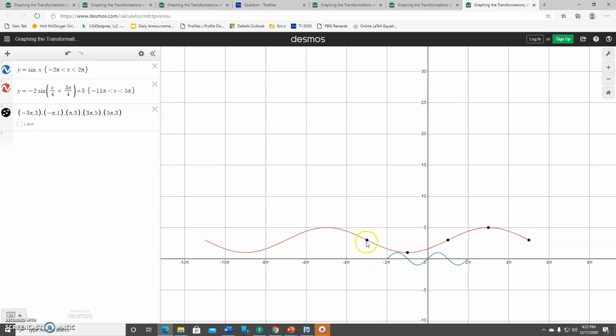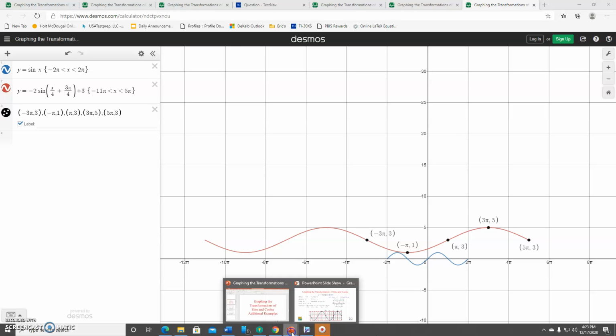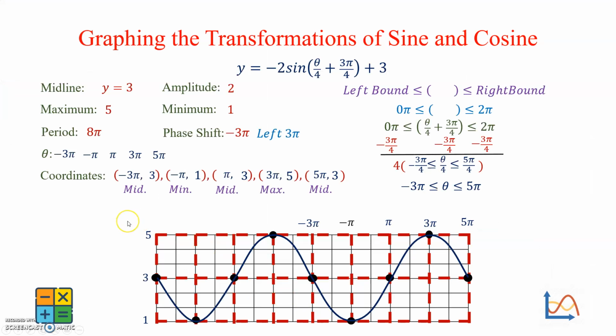Also, I can see it started at the mid, went down to the minimum. So everything is matching up. So with the red, we can easily see the actual transformations, the horizontal stretching, the vertical shifting, the reflecting about the x-axis. And if I label all my points, they have all the coordinates that we found in the PowerPoint. So there's 2 separate examples. Hopefully this helps you out with doing the practice.